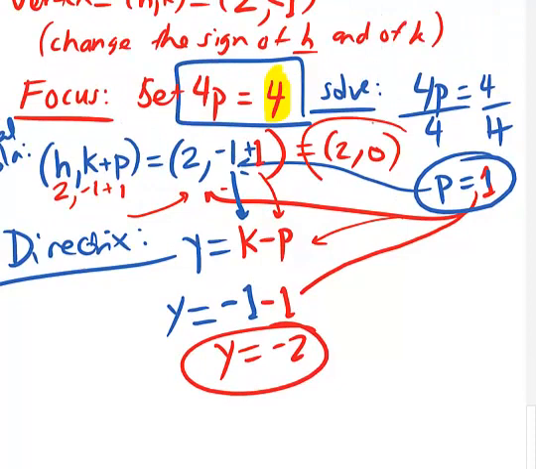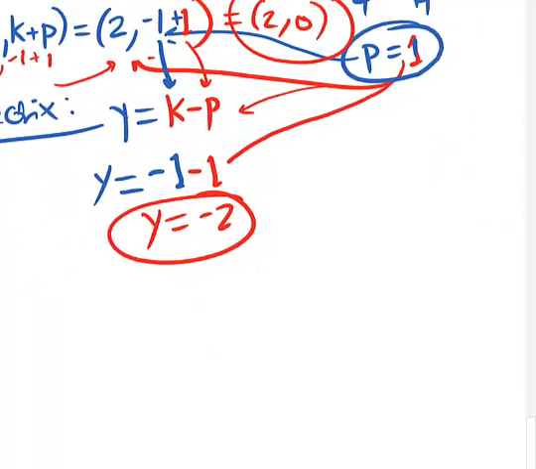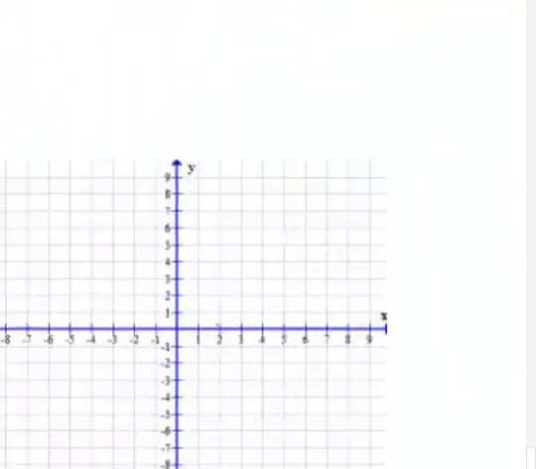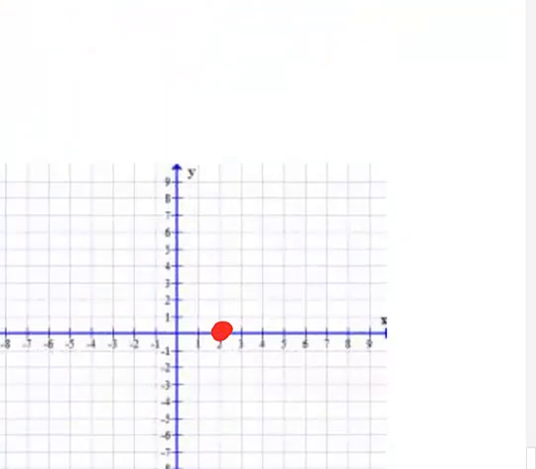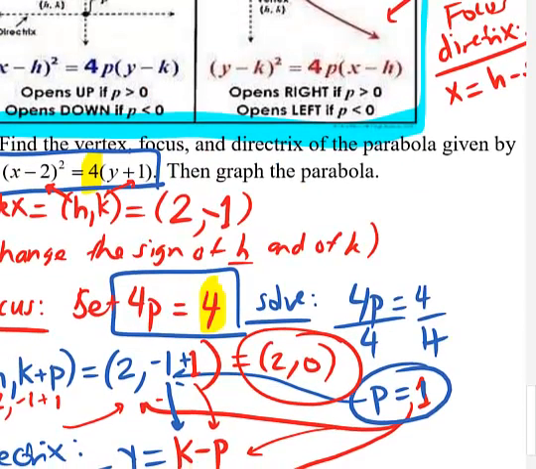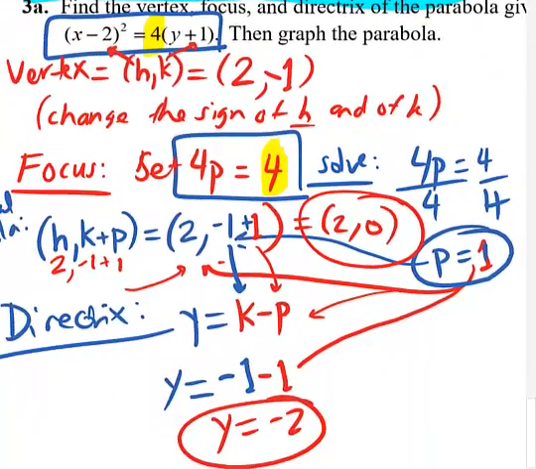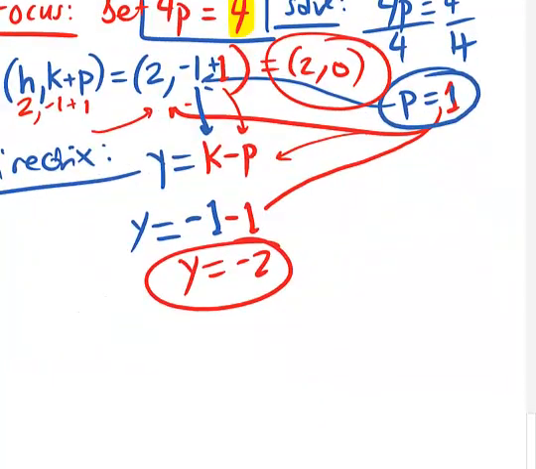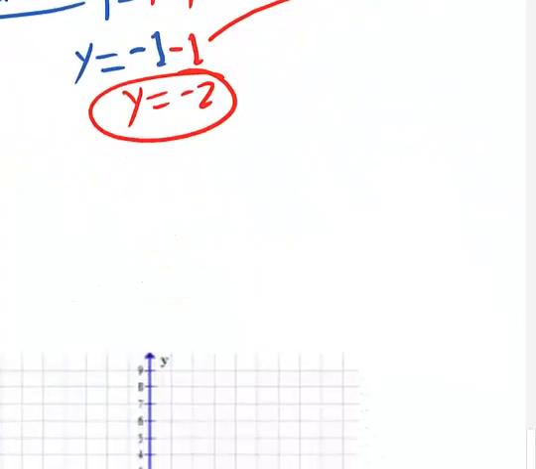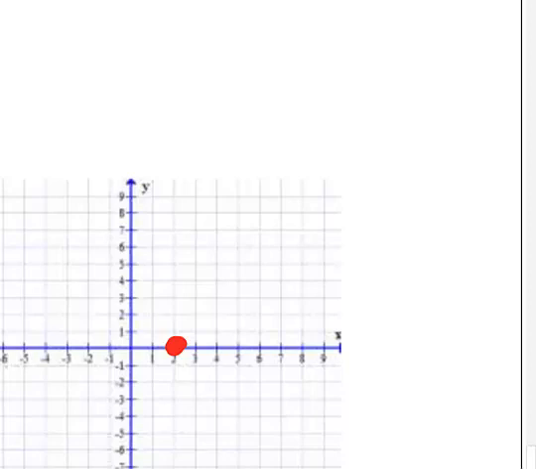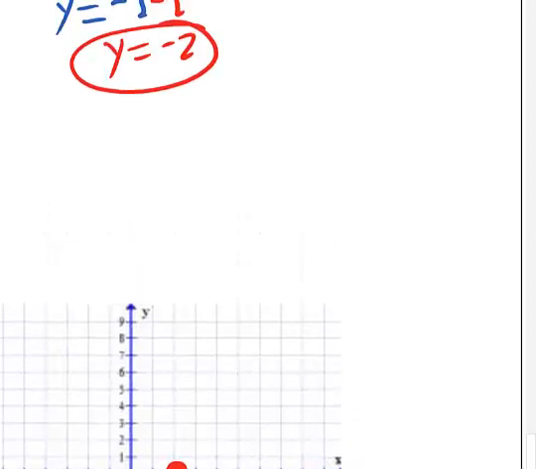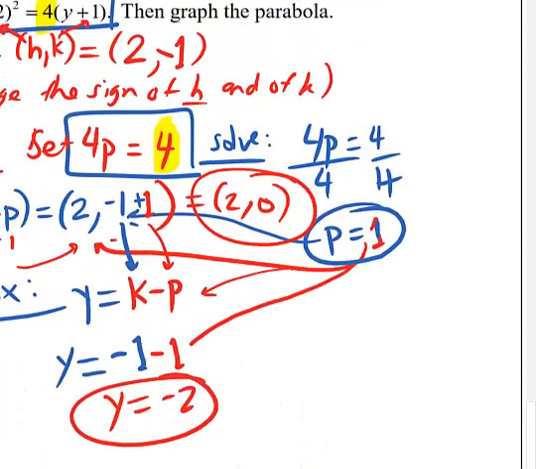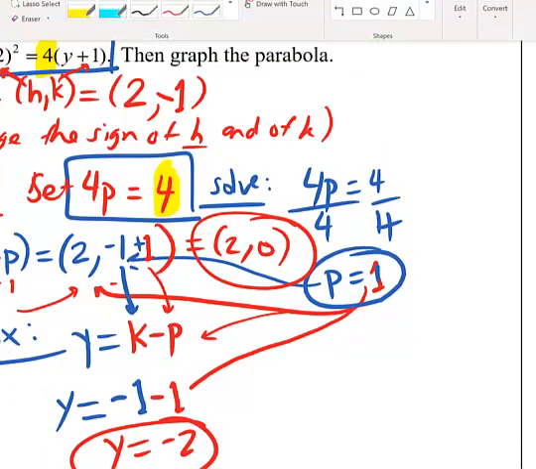So okay, I'm going to plot all those points we got. Let's see, focus was 2, 0. Let me see, where's that guy? 2, 0. Okay, and then the directrix was the line y equals negative 2. Let's see, where's that? Here. Alright, and if I did that right, the vertex should be right in between those guys. Let me see, where's the vertex? 2, negative 1. Okay, there he is.